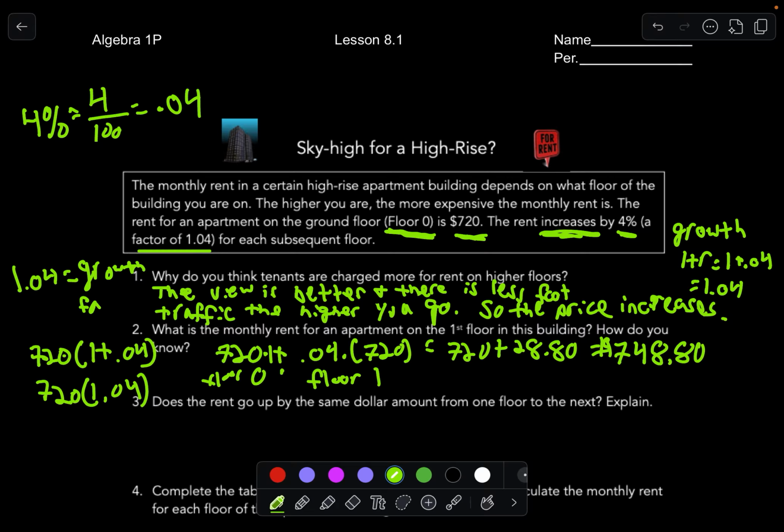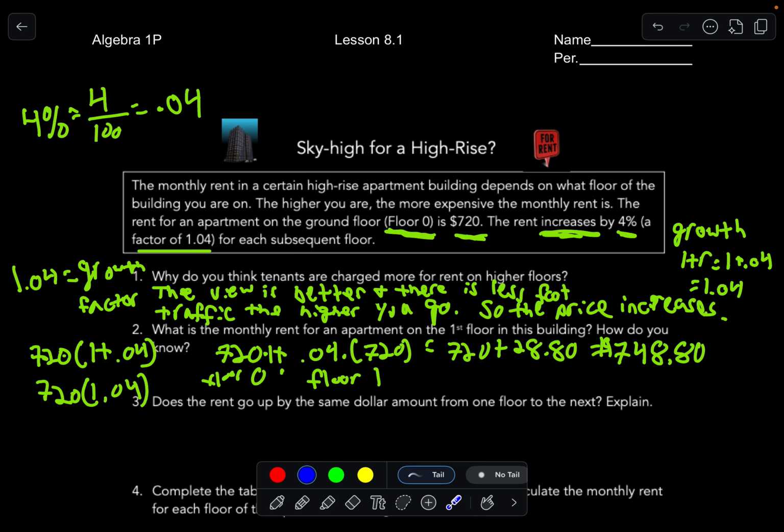And notice it's just 1 plus R. It's this. Make sure you understand that the growth factor is 1 plus the percent increase. Not the common ratio, the percent increase. Could also be a decay factor if you lose.